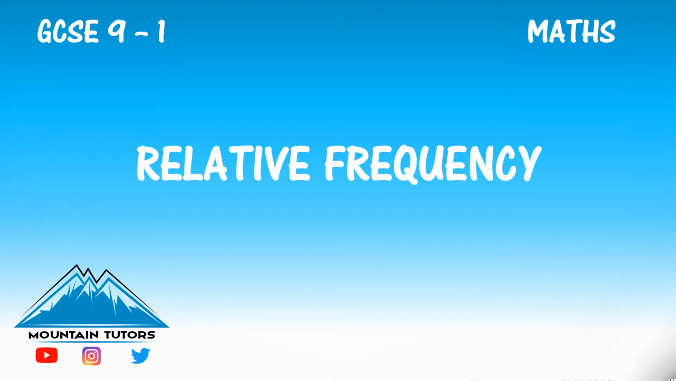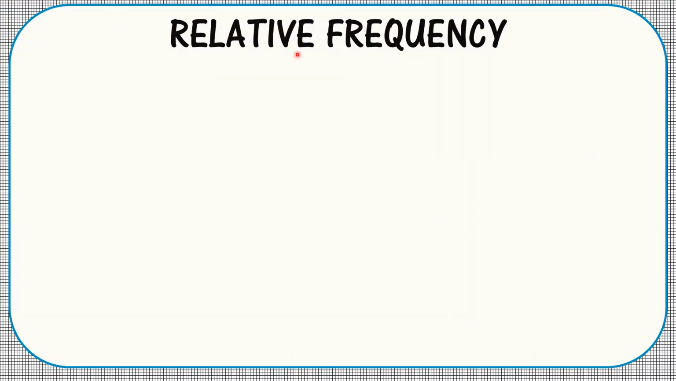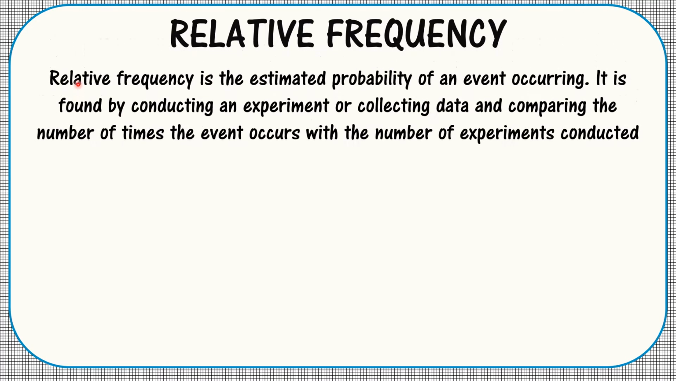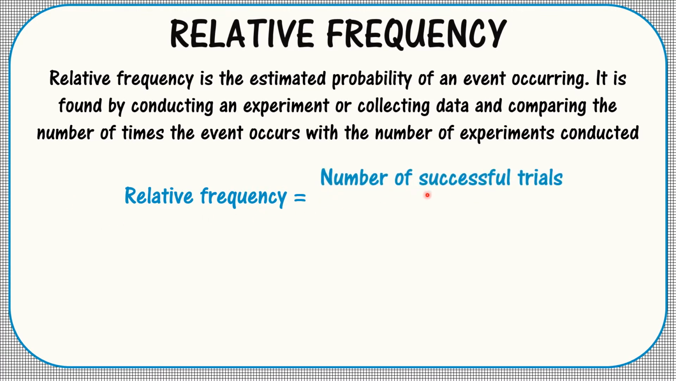Let's get started. So what is a relative frequency? Relative frequency is the estimated probability of an event occurring. It is found by conducting an experiment or collecting data and comparing the number of times the event occurs with the number of experiments conducted. We can say relative frequency is equal to the number of successful trials divided by the total number of trials.